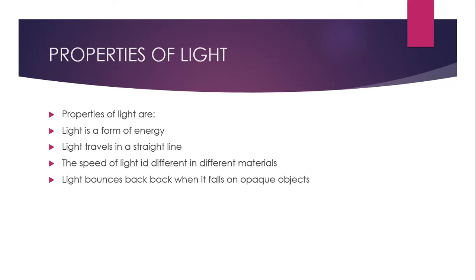Third, the speed of light is different in different materials. We see light the same instant that a bulb is switched on. However, in reality, it takes time to reach our eyes. Light travels so fast that we do not notice the time it takes to travel from the bulb to our eyes. Light moves at the fastest known speed in the universe.